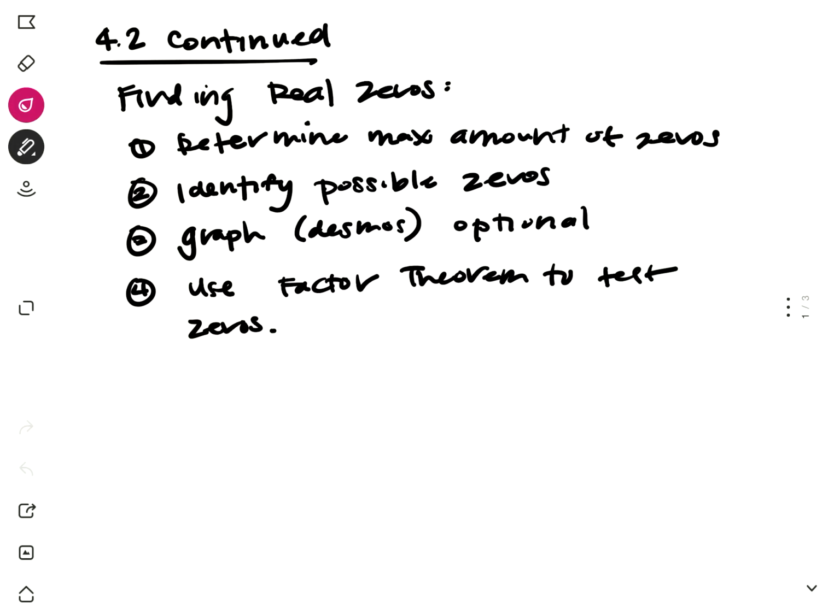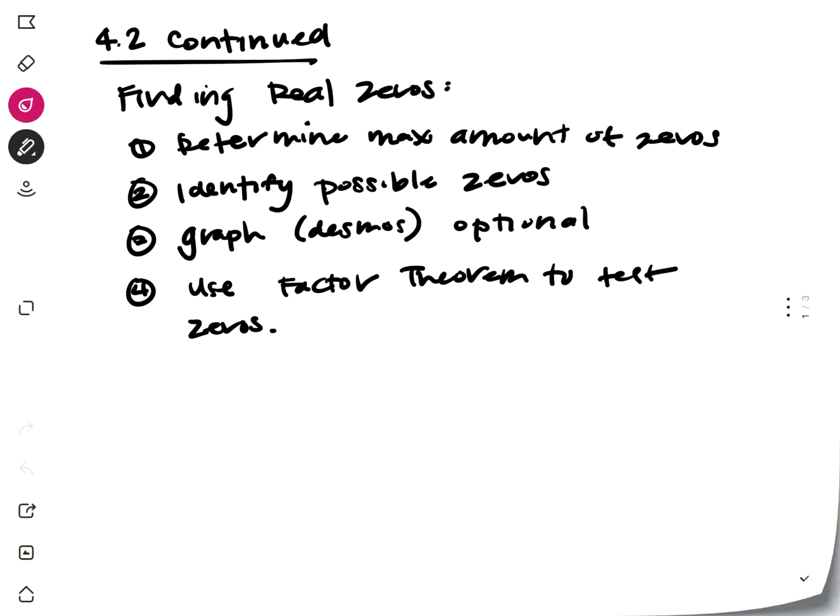You can graph. Step 3 is optional using Desmos. It's actually cheating. If you plug it into the graph and you click on each of the points listed there, it tells you all the zeros. So we're not going to actually have to do work if we do it that way. So step 4 is important. We're going to use Factor Theorem to test the zeros.